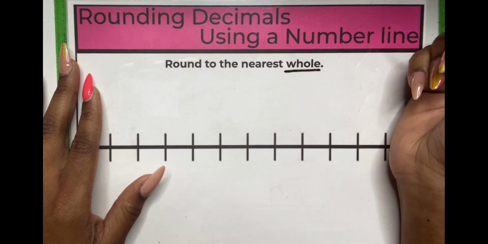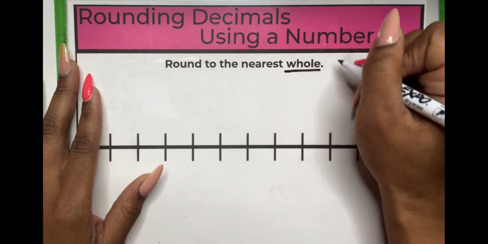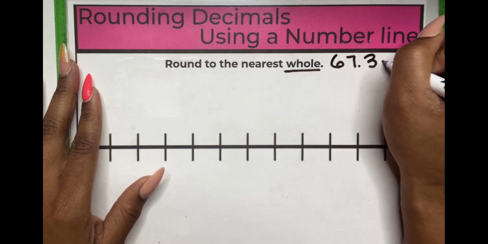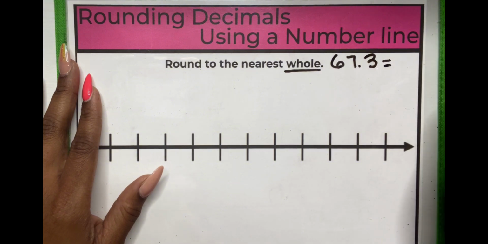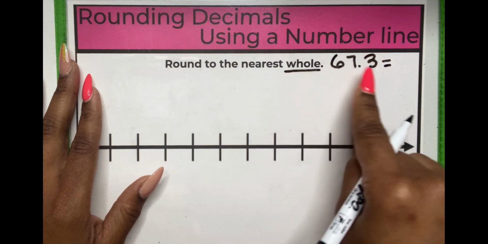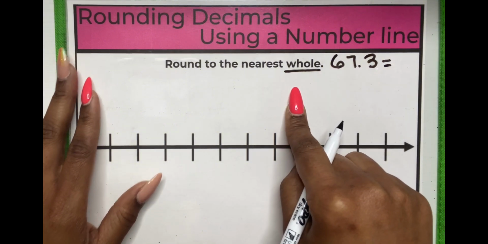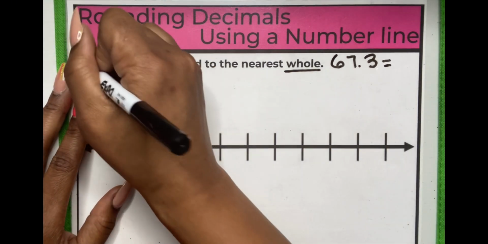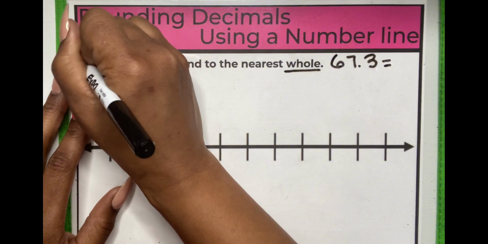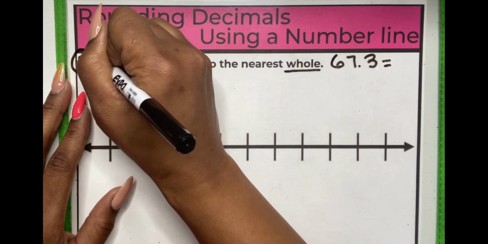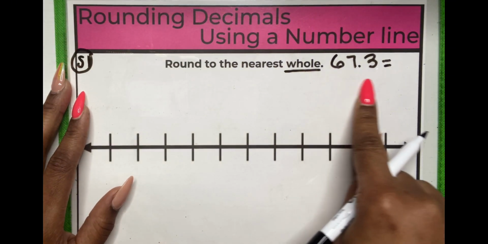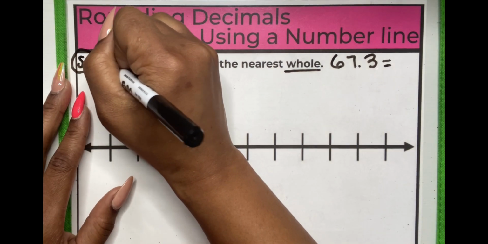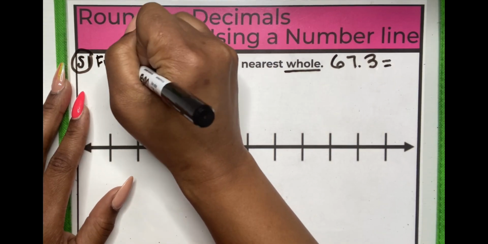Our first example is going to be 67 and 3/10. We're going to round it to the nearest whole or whole number. When rounding to the nearest whole number, we have to first determine what our range is. When I say range, I mean what two numbers this number would fall in between. So step one is to find the range.